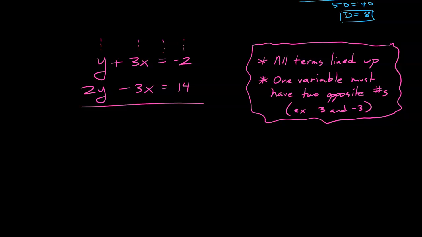Now, if you guys are writing notes, this would be an absolutely great thing for you to circle, highlight, whatever. This is for elimination. Elimination, you're going to add both lines together. So y plus 2y would be 3y. 3 plus negative 3 is 0. Negative 2 plus 14 is 12.